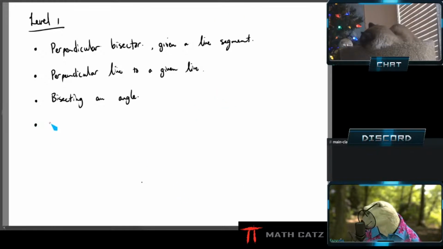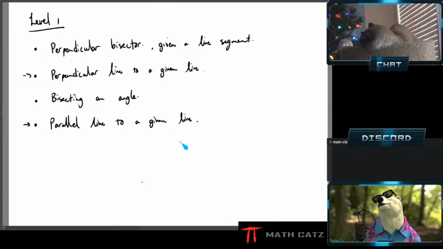And then lastly, we made a parallel line to a given line. So especially the second one and the fourth one, they haven't really been used. Why did I include them? Well, when we get to transformations, they do come up.